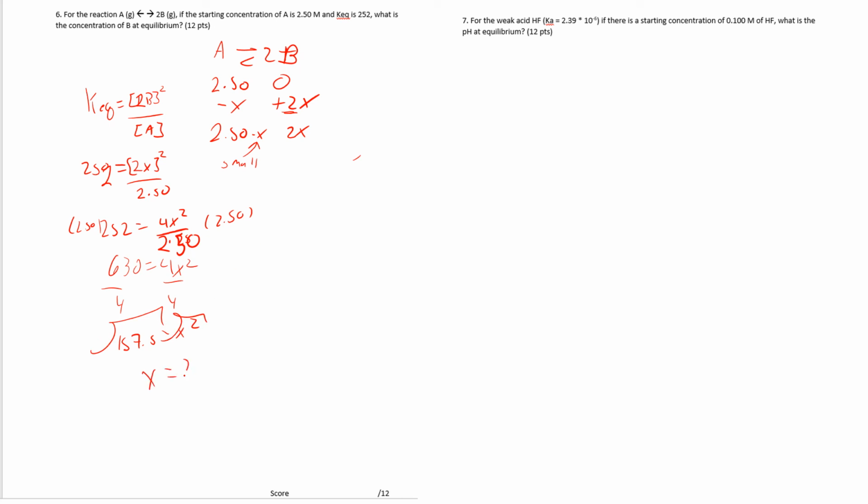x equals 12.54. Then this is x, but at equilibrium it's 2x. So we have to do 2 times x as our concentration of B. So 2 times this is 25.1. So that's B.